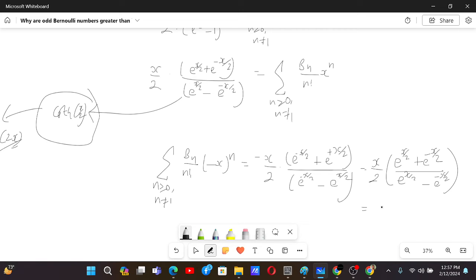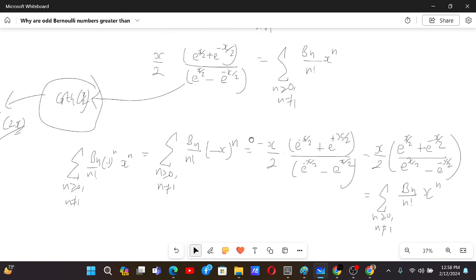So this is actually equal to the sum for n greater than or equal to 0 and n not equal to 1 of bn by n factorial x to the power n. Okay, now for this I can write the sum from n greater than or equal to 0 and n not equal to 1 of bn by n factorial times minus 1 to the power n, x to the power n.